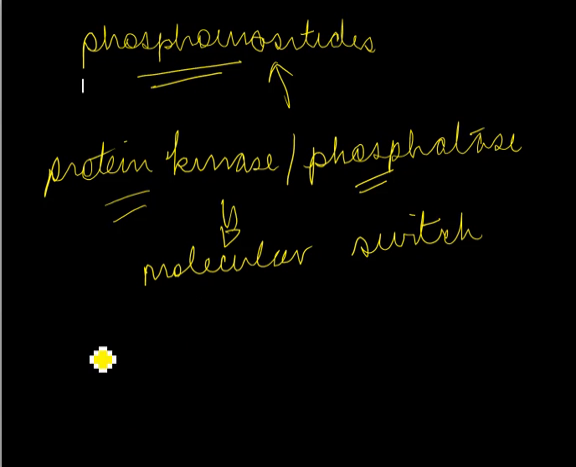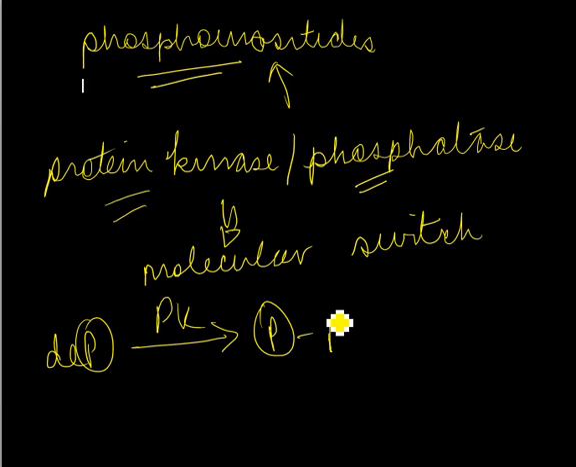So they basically act as molecular switches. You have your dephosphorylated protein, and you add the protein kinase to it, you'll get your phosphorylated protein. If I get a phosphatase to act on it, then I get my dephosphorylated protein again. And so it's like a molecular switch basically.